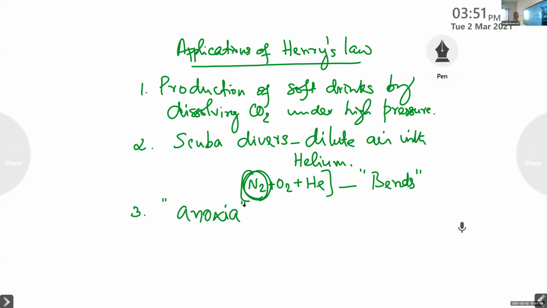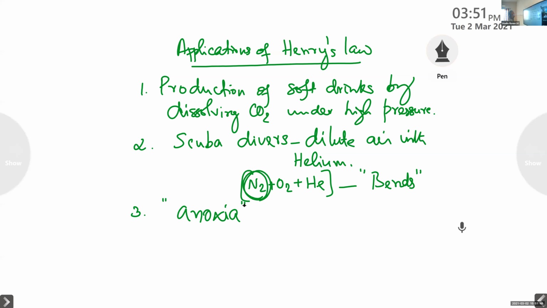Or we can say, at high altitudes, the atmospheric pressure is low. That means the amount of air is low. That means the amount of oxygen will be less. Nitrogen and oxygen, that is air. If the pressure is low in the atmosphere, the amount of air is low. If the amount of air is low, the amount of oxygen is also low.